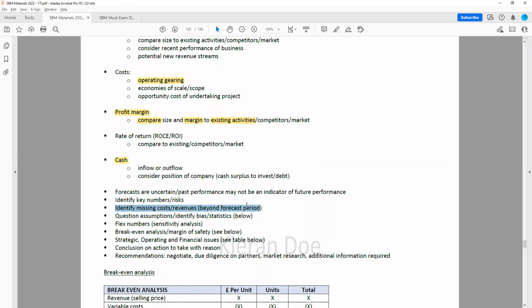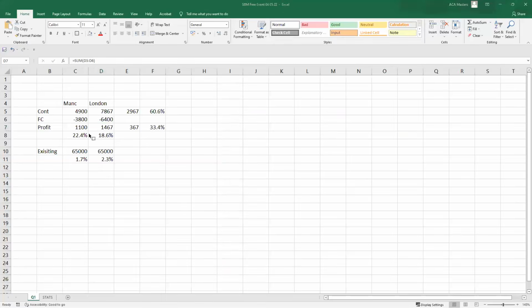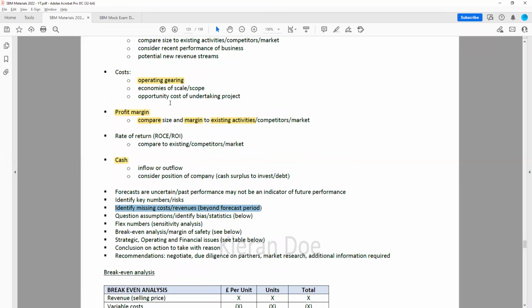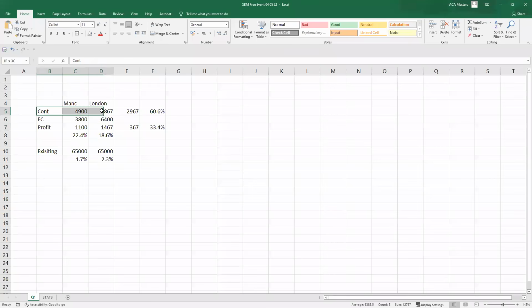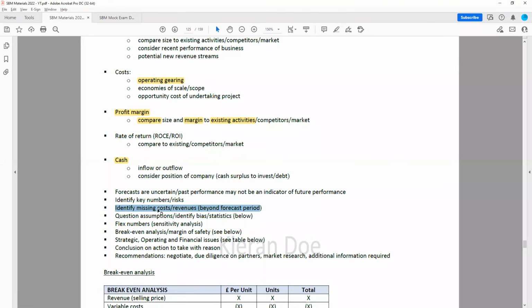Try to identify any missing costs or revenues. Again, it seems as though we've got everything. You could possibly mention that by having a store that might also boost online sales. This is only considered in-store sales. Could possibly mention that point.